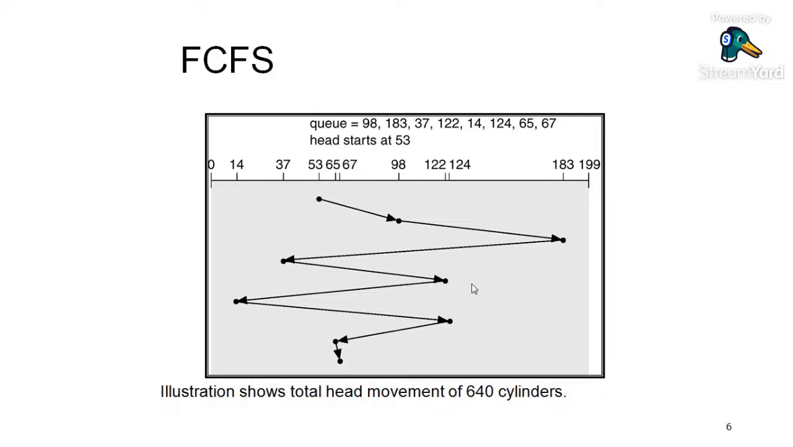First the head is at 53, then it moves to 98, because that is the first request. So 98 minus 53, likewise we calculate 183 minus 98, then 183 minus 37. When we calculate the differences and get the total head movement in terms of cylinders, it comes to 640 cylinders. So that is the outcome of first come first serve.